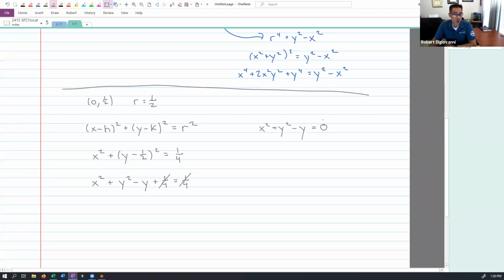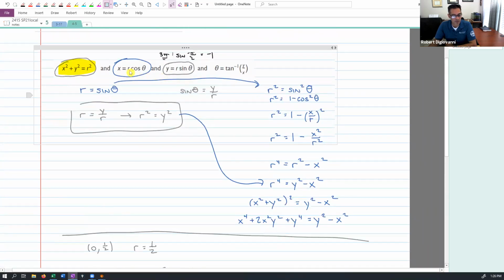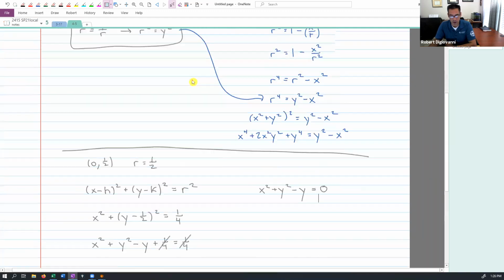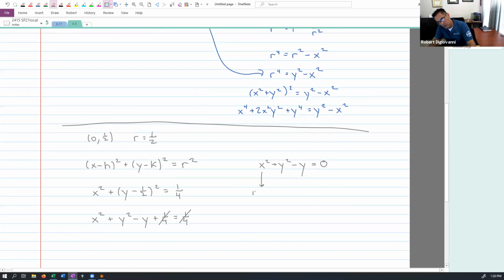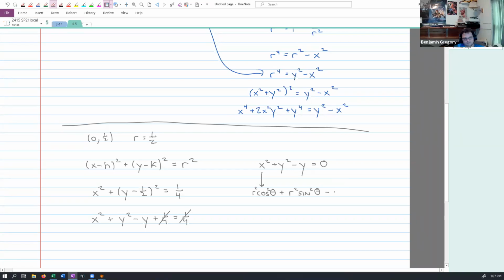Now let's go to polar. Whenever you do polar conversions, x becomes r cosine theta, y becomes r sine theta. So I'm going to convert everything over now. X becomes r cosine theta, so I square both the r and the cosine. Plus, now I take the y, which becomes r sine theta, and square both of them. And then I'm going to take minus y, but y is what? R sine theta.